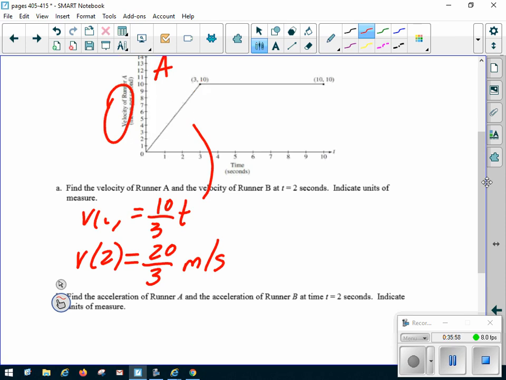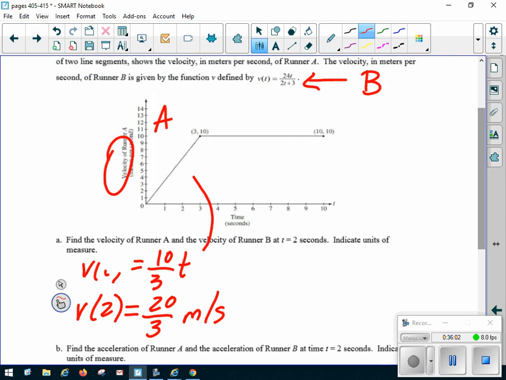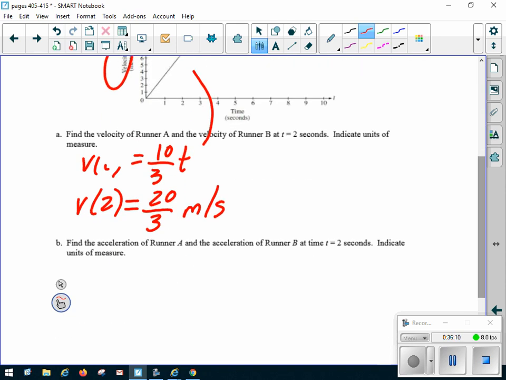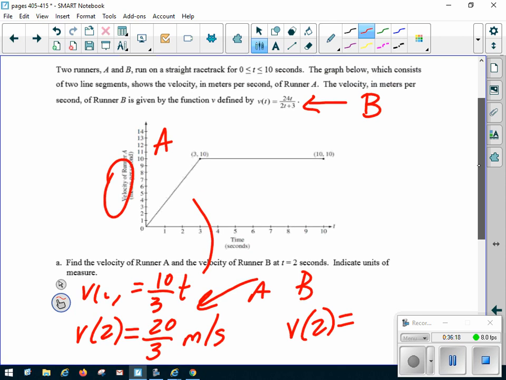Okay. What is the velocity of runner B? How'd you do that? Plugged what into what? So for B, and this is for A, so for B, V of 2 is a plug and chug, 48/7.